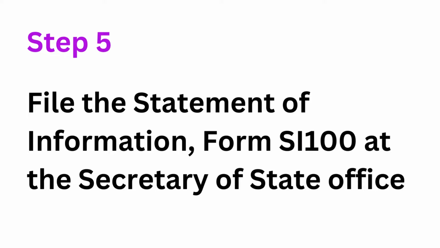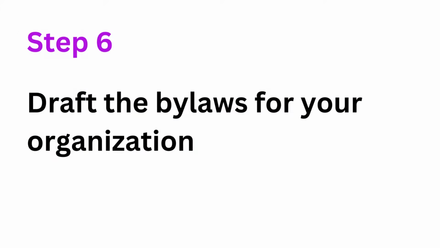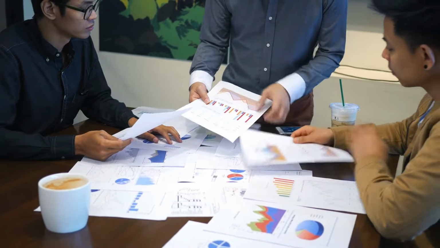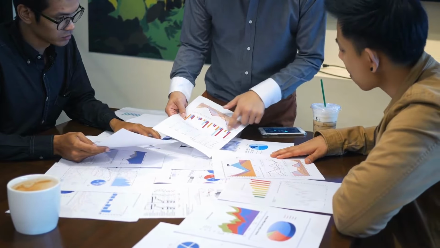Step 5. File the Statement of Information, Form SI-100, with the Secretary of State Office. On this form, you will list your officers, the President, Secretary, and Treasurer. Step 6. Draft the bylaws for your organization. This will outline the governance structure, rules, and policies for your nonprofit.